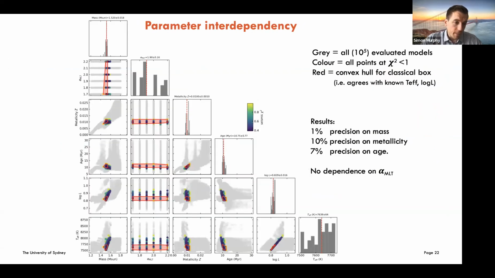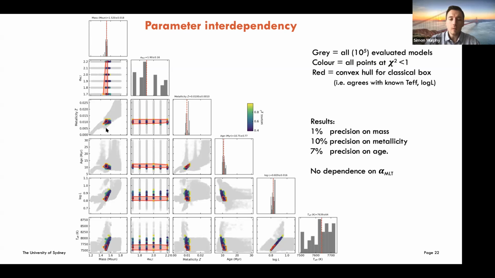One thing we do is we make a corner plot. Hopefully everybody's familiar with corner plots. So you're basically just making a scatter plot for every parameter against every other parameter. And so in gray here, we've got every single point that was evaluated, which was 10 to the 5 models. In color, I'm showing all of the models that had a chi-squared less than 1. And in red is the convex hull of those points that also agrees with the known temperature and luminosity.